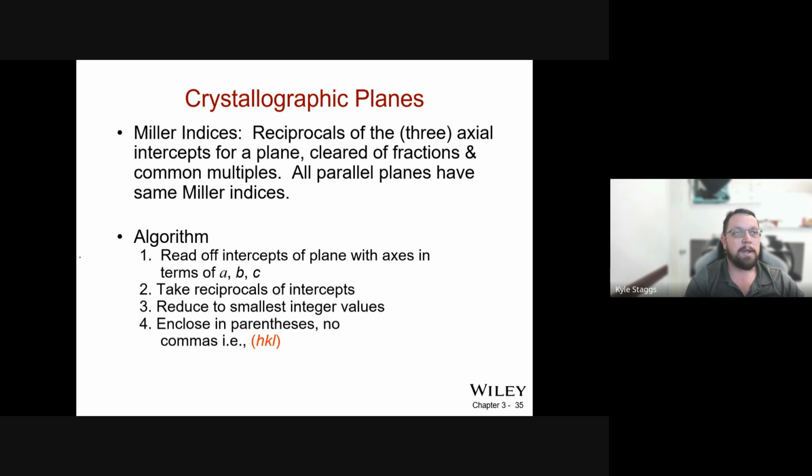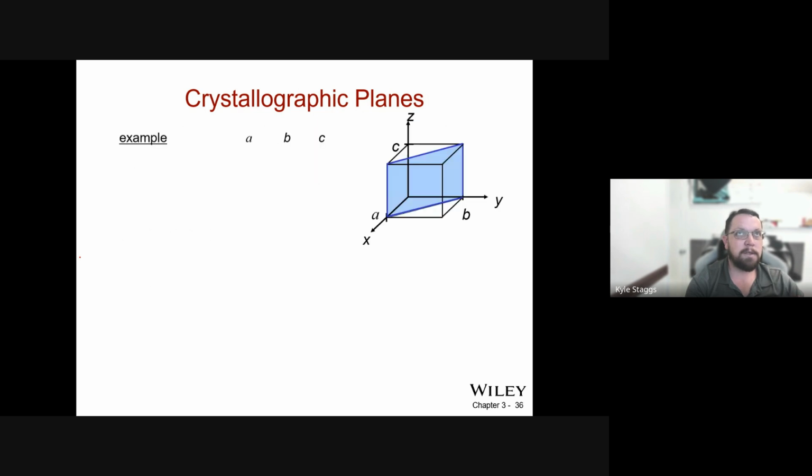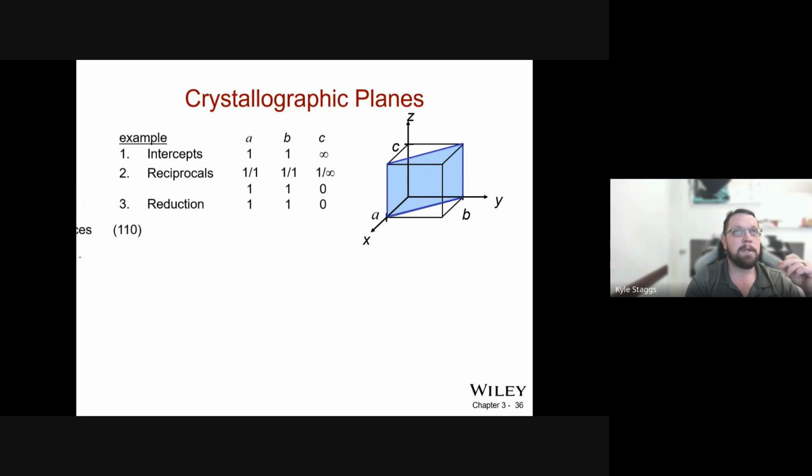So what that looks like in practice is this. You find the intercepts, 1, 1, 0, or infinity in this case, and we'll see why that's 0. You take the reciprocals, 1 over 1, 1 over 1, 1 over infinity, which is 1, 1, 0. That's the reduction, because we don't have any other multiples in there, no other fractions. So the Miller indices are 1, 1, 0 for this example.